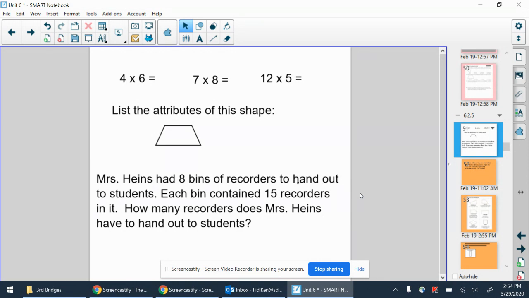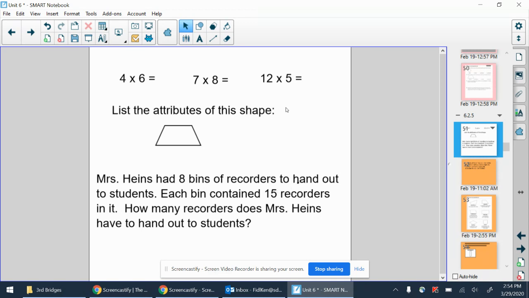As usual, we're going to start off with some warm-up problems. So we have a couple multiplication problems here, as well as a geometry question and one story problem. So as usual, please pause your video and answer these questions, and we'll go over the answers at the end, like we usually do.